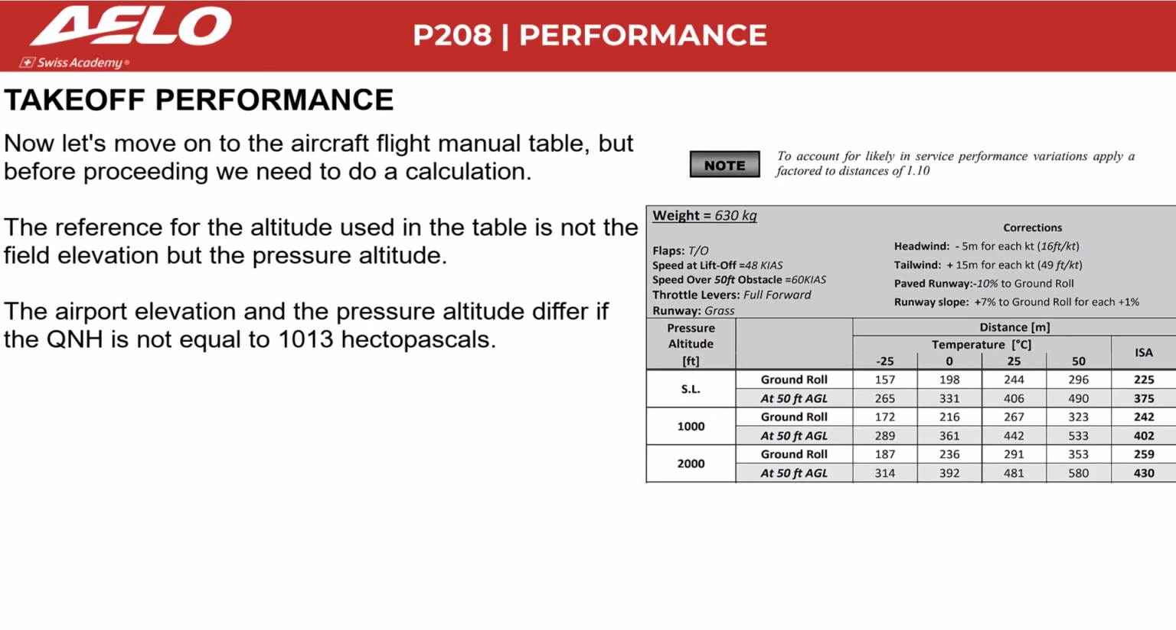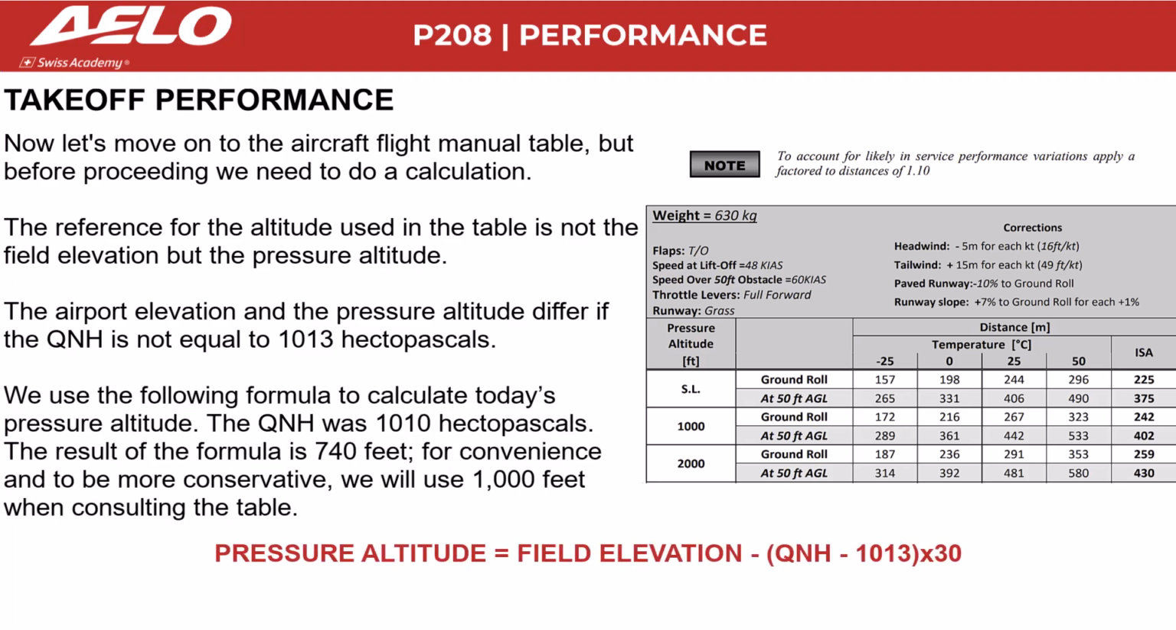Now let's move on to the Aircraft Flight Manual table, but before proceeding we need to do a calculation. The reference for the altitude used in the table is not the field elevation, but the pressure altitude. The airport elevation and the pressure altitude differ if the QNH is not equal to 1013 hectopascals. We use the following formula to calculate today's pressure altitude. The QNH was 1010 hectopascals. The result of the formula is 741 feet. For convenience and to be more conservative, we will use 1,000 feet when consulting the table.